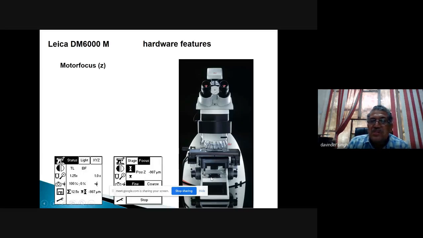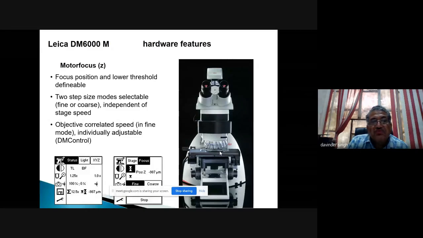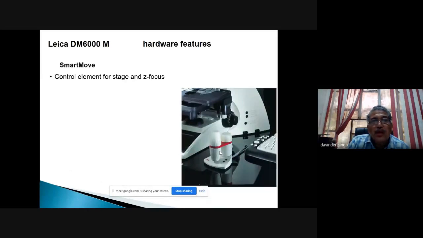And here we have the panel where we can control the brightness, and we can control the position automatically also. Okay, so like focus position, the lower threshold, step size, objective speed.